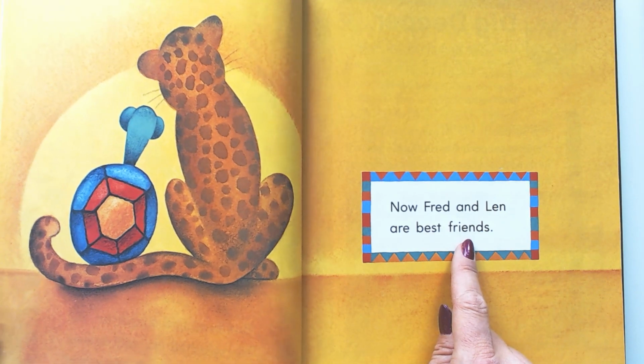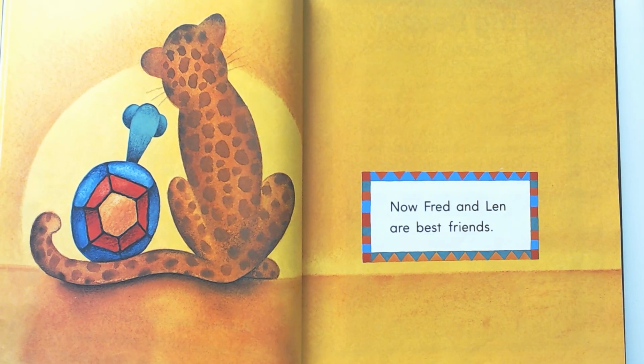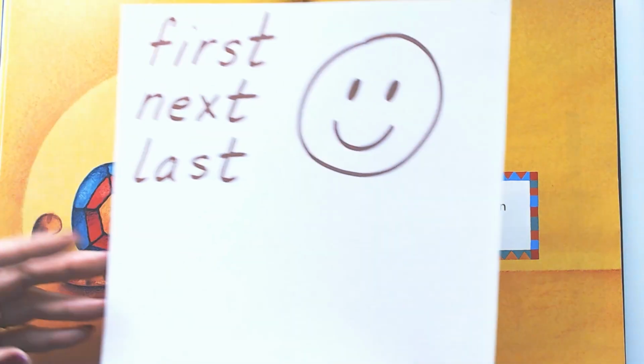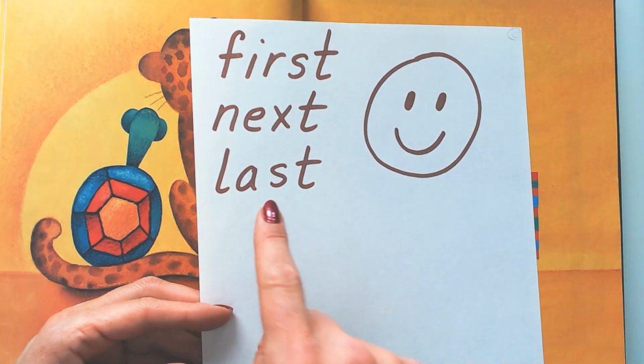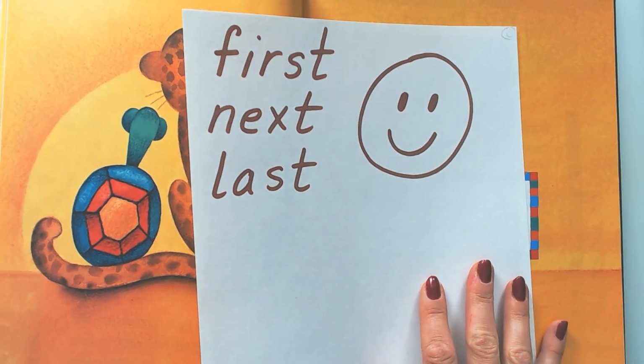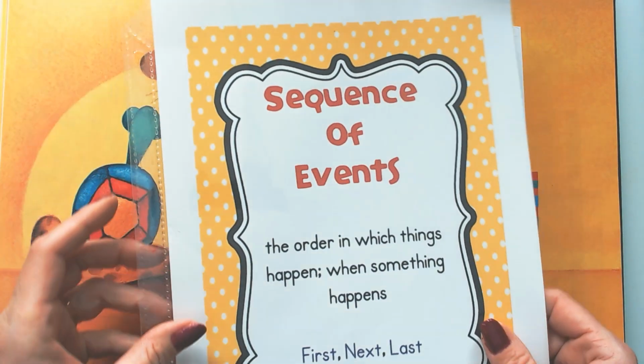So that was the order of our story. We used our adverbs of time. We used the words first, next, and last to tell the sequence of the story, the sequence of events in the story.